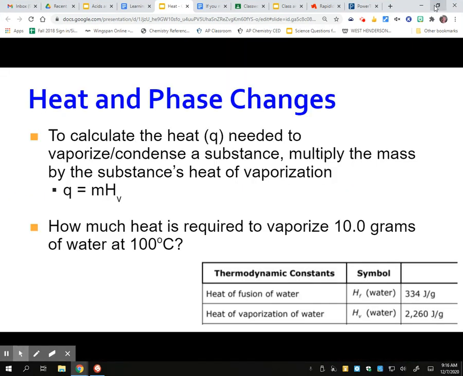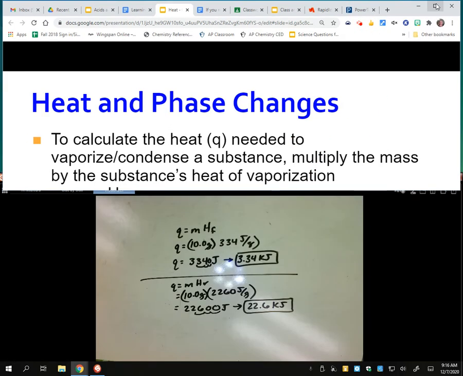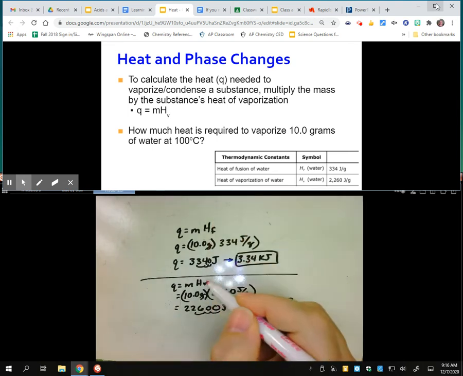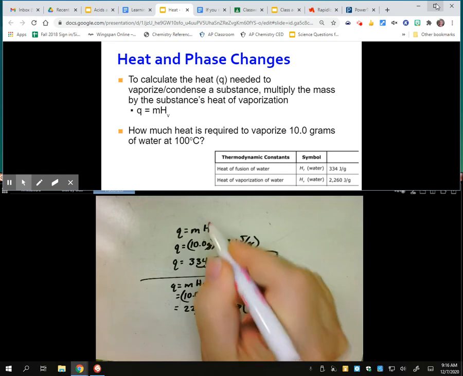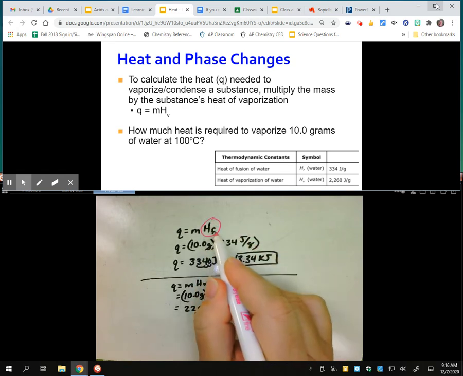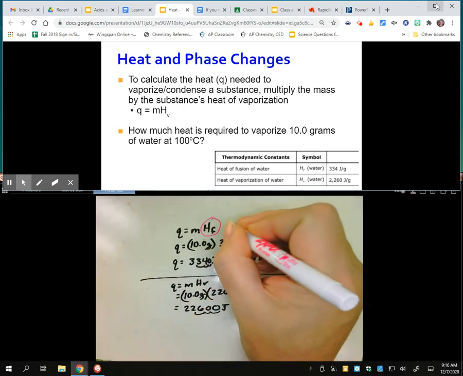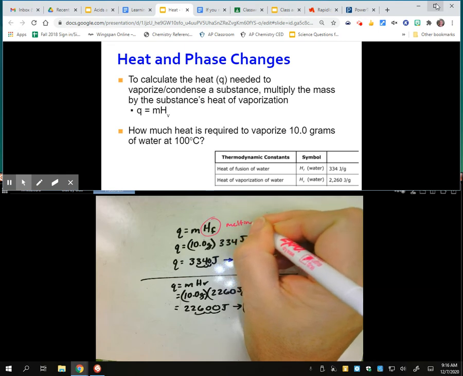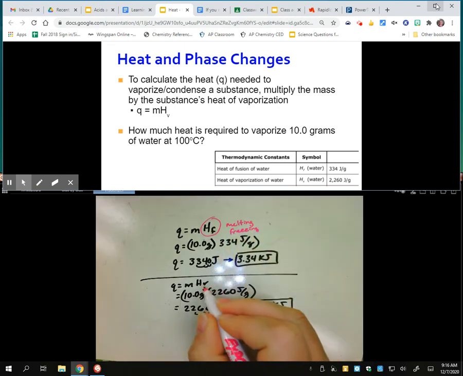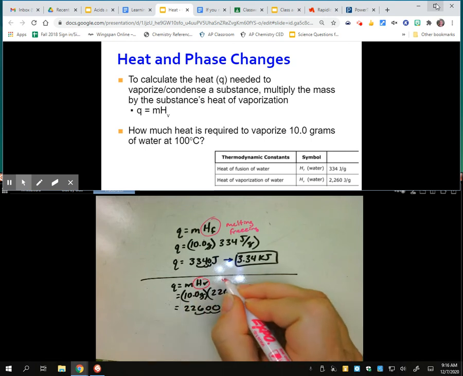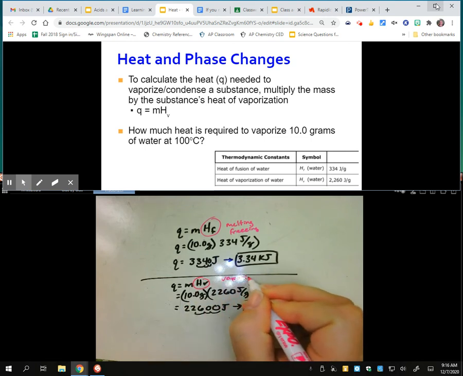All right. Now, that works for our phase changes. The part you have to remember is which one to use, HV or HF. So you use HF if it's melting or freezing. You're going to use HV if you're vaporizing or condensing.